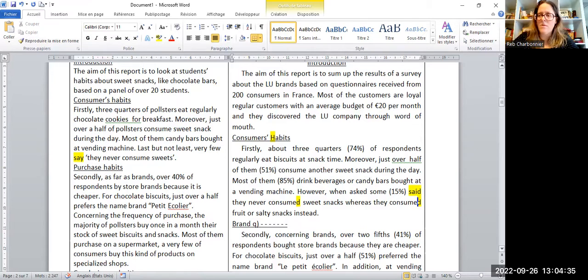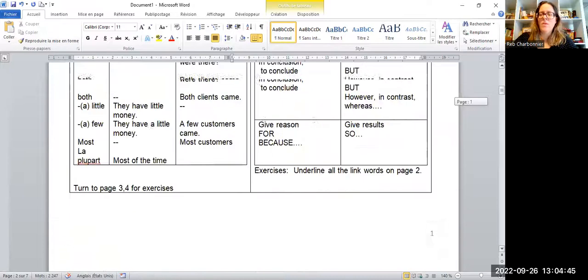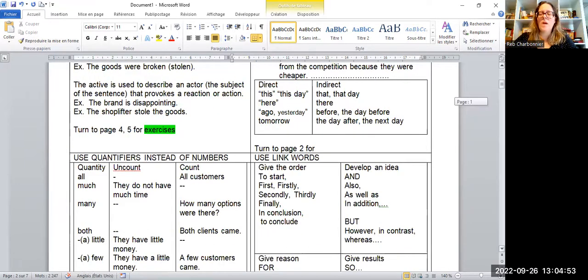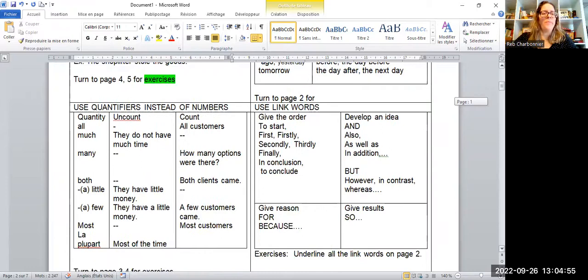Okay. So I think I have to divide this video in 2 parts. I'm going to at least start with this part, which had to do with the passive and the indirect discourse. And I will do another video to go over the exercises that have to do with the quantifiers that you can use in a report, and the link words that you should also be using in the report. So I'm going to stop here with this video, and we'll have a part 2 where I correct the exercises that go with this.